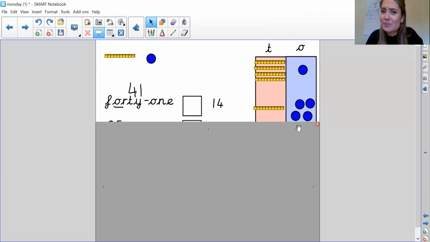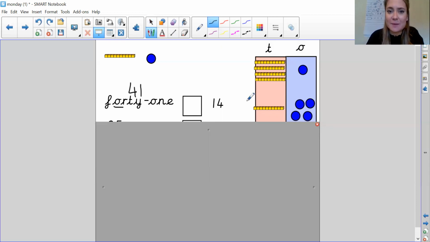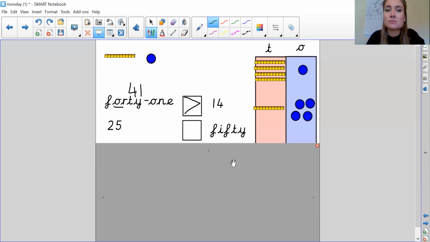Which one's bigger? Good, and another word for bigger is greater. So 41 is greater. How did you know that 41 was greater than 14? Excellent, it has more tens, super. So let's write our symbol. We need to make sure the large end goes towards which number? 41, because that is the biggest. My big end goes towards the number 41.